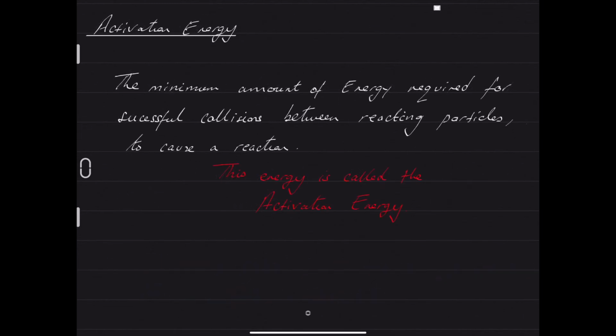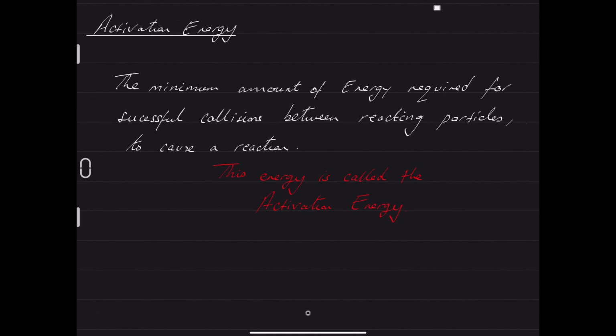Now we're going to summarize activation energy. This is the minimum amount of energy required for successful collisions between reacting particles to cause a reaction. This is called the activation energy. Now, we represented the activation energy as the curve from the reactants to the top of the peak. That was the activation energy.